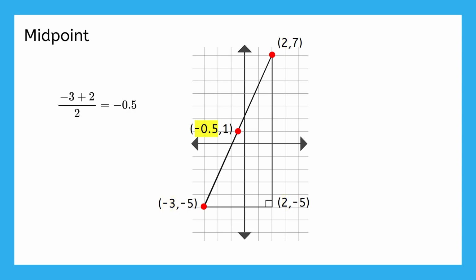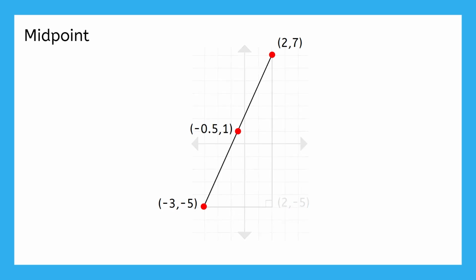And what about the average of the -5 and 7? Pause the video to calculate the average of these. Did you get 1, which is also the y value of the midpoint? This is the shortcut for finding the midpoint, rather than drawing in a triangle, which would really stink with big numbers anyway. We can find the average of the x values and the average of the y values to find the midpoint.